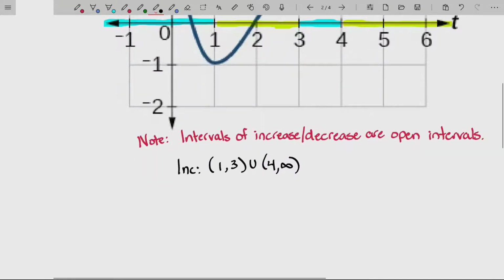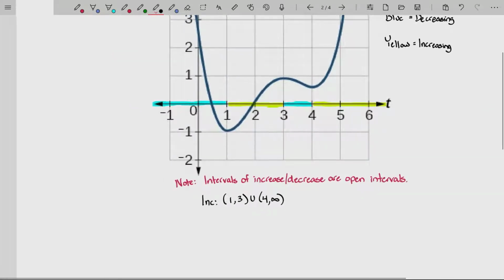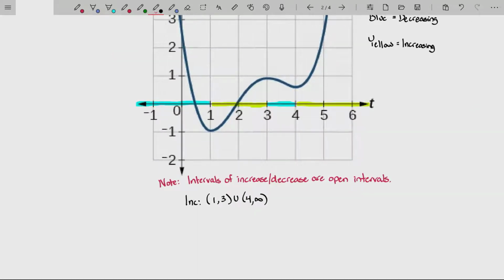So if you're working on an online homework system and they've included the edge points, you should contact your professor and let them know, and then that professor can either fix the question themselves if they coded the question, or they can contact the author of that question. Anyhow, that function's increasing from 1 to 3 and then 4 to infinity.